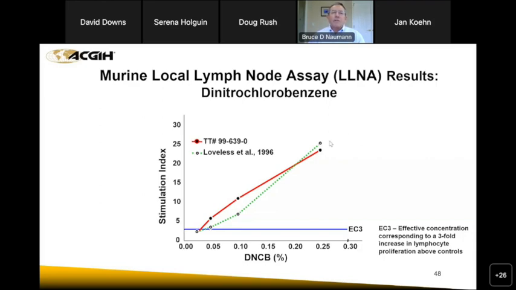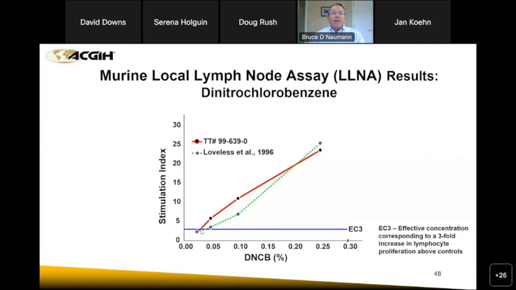you can see there's a very good dose response. So toxicologists like to see this sort of a curve. And so the EC3 is the effective concentration that corresponds to a threefold increase in lymphocyte proliferation above controls. Okay, so that's the test and how we interpret it. And that's like a NOEL, right? Or NOEL/low L. It's kind of like a benchmark dose in a way.